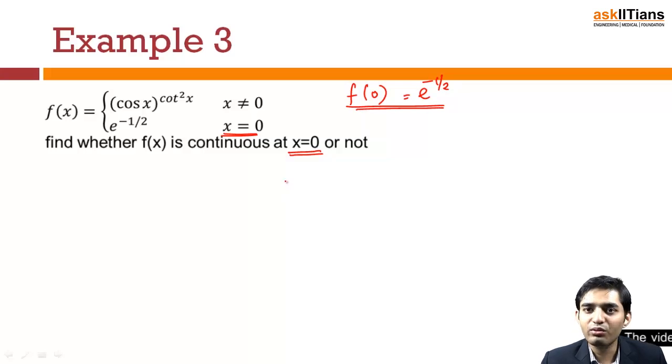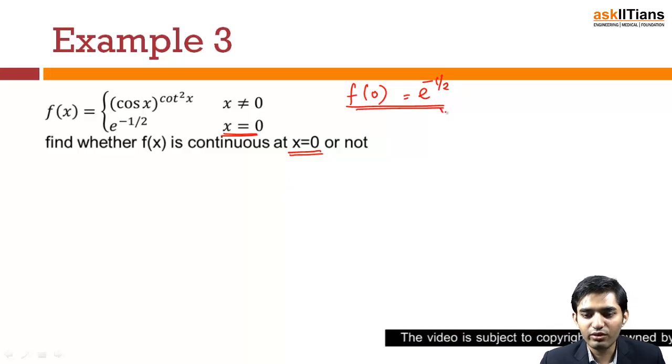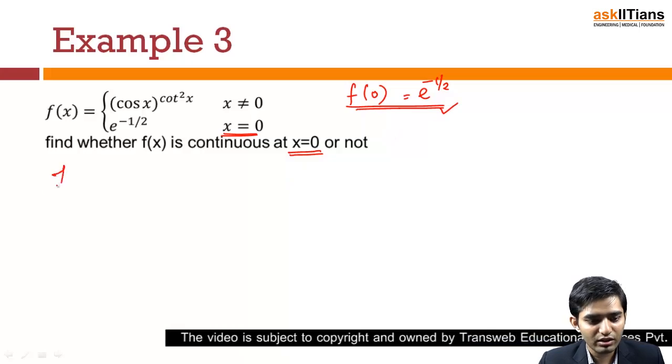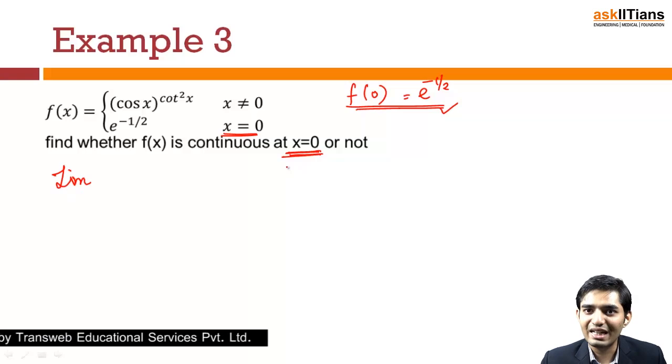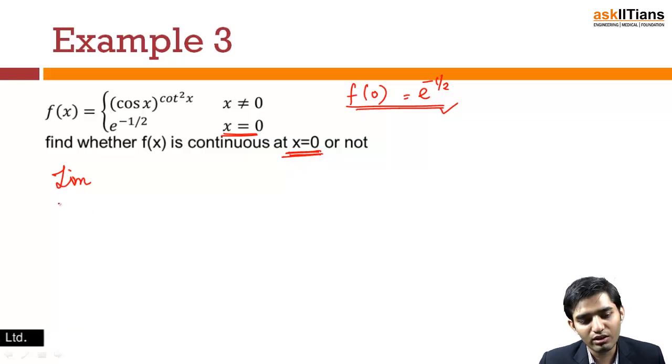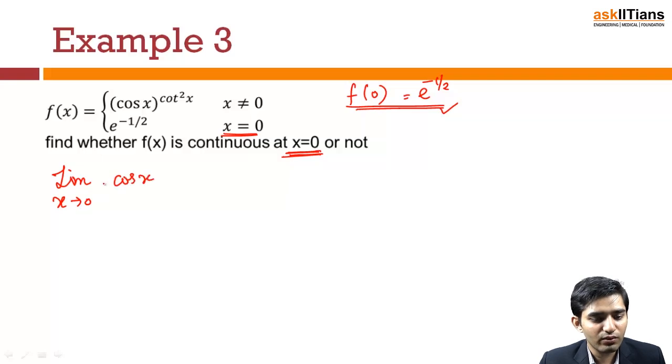Now we will find out the limit. We have already found out the value of the function. Now find out the limit. So what is the limit? Limit at x equal to 0, because we want to check for the continuity at x equal to 0. So find out limit x tending to 0 of this function. This is cos x to the power cot square x. Now if you look carefully and if you have studied limits very carefully, this is 1 to the power infinity form. And how to solve 1 to the power infinity form? For this you will have to revise a little bit of concepts about limits.